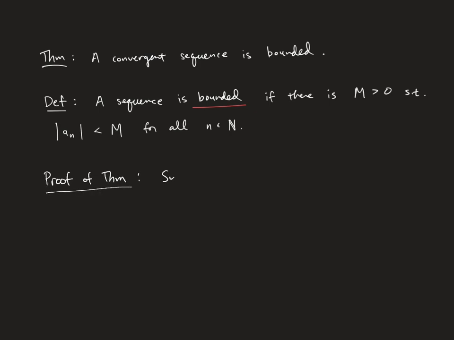Okay, so suppose that our sequence is converging to some real number a. Okay, so what's the idea here? Why is the convergence here going to imply that our sequence is bounded? Well, it's quite intuitive. Let's say, so here's our a that our sequence is converging to.